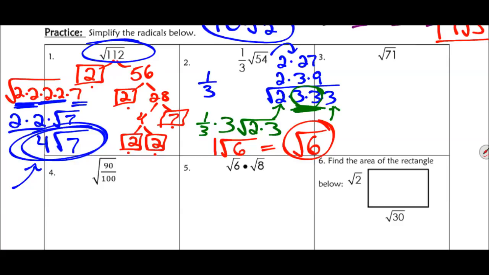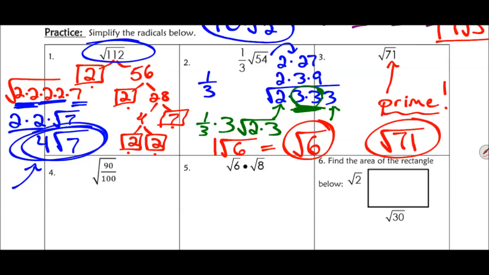Alright, and then the next one, we run into a problem. You can divide this by any number that you want. The only thing that divides it is 71. Well, 1 and 71. It's a prime number, as it is. If there is a prime number, that's as simple as that gets. The answer, the simplified version of that, is already given to us. The square root of 71 is as simple as that gets. It's a prime number.